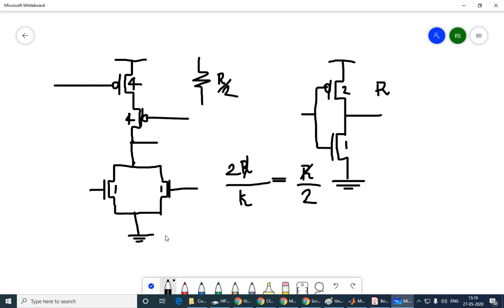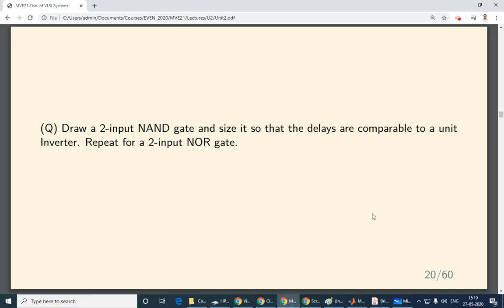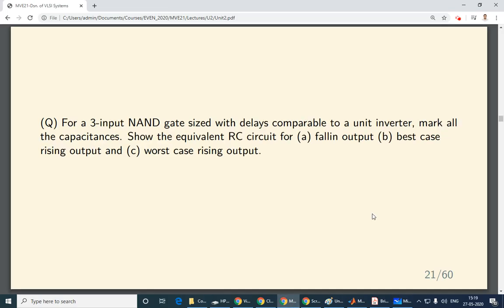So this is the equivalent 2-input NOR gate for a unit inverter, not just any inverter, unit inverter. So we have 2-input NAND, 2-input NOR, and we have drawn the equivalent gates: 2-input NAND gate, 2-input NOR gates. Next question, definitely go from 2-input to 3-input. So what is this question asking?